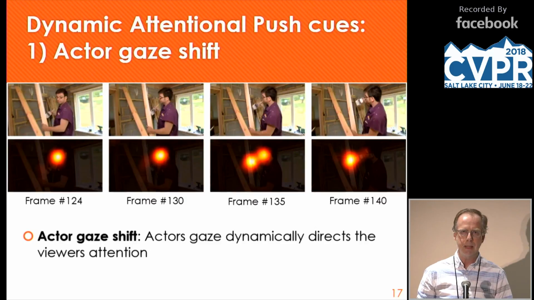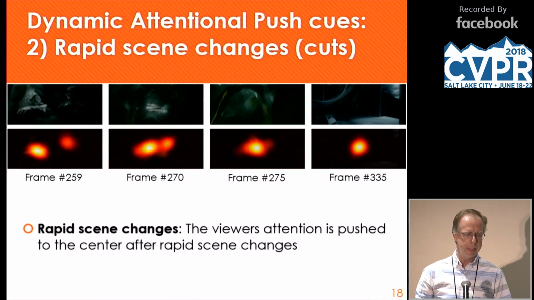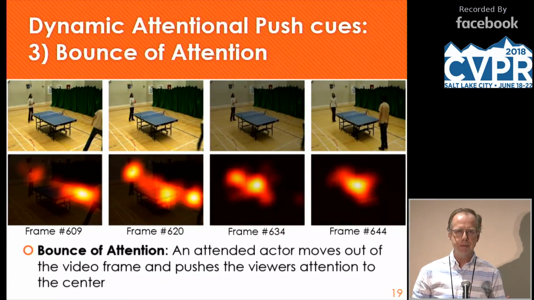Now, the 3 dynamic attentional cues we're going to look at are, first, actor gaze shift. When the actor moves their face, your attention is pushed. Second, we're looking at rapid scene changes such as cuts, and there the attention tends to go towards the center of the screen after the cut. And then finally, we're going to look at bounce of attention. If you're attending to a person in the scene who moves off of the scene, the attention shifts back to the center. This is known by filmmakers and so forth.